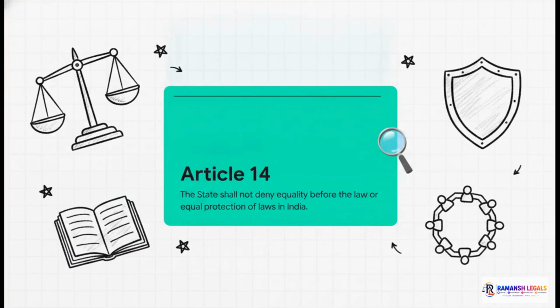Let's look at the exact text. The state shall not deny to any person equality before the law or the equal protection of the laws within the territory of India. Take a second to really absorb that phrasing. Notice how there are actually two distinct guarantees embedded right there in that single sentence.